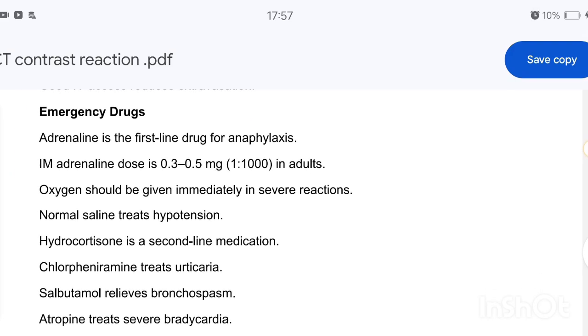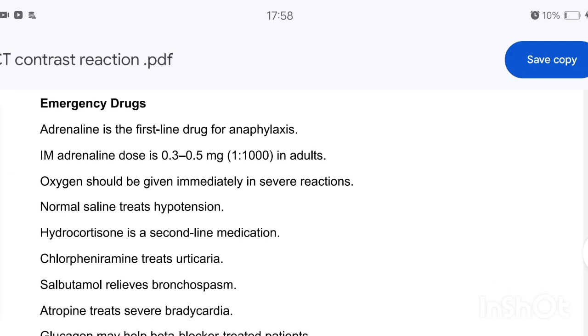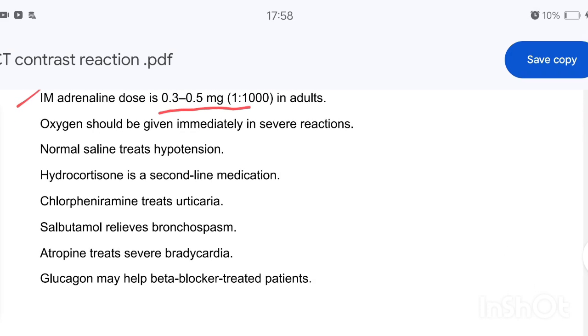Emergency drugs. Adrenaline is the first line drug for anaphylaxis. IM, or intramuscular, adrenaline dose is 0.3 to 0.5 mg, 1:1000 in adults. Oxygen should be given immediately in severe reaction. Normal saline treats hypotension. Hydrocortisone is a second line medication.